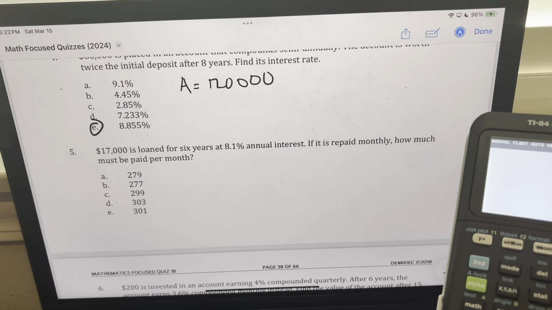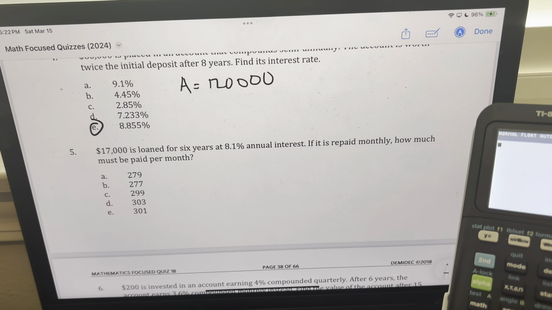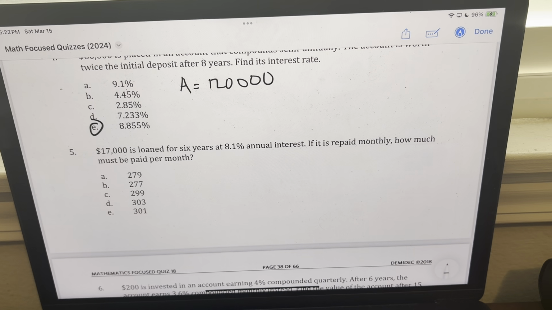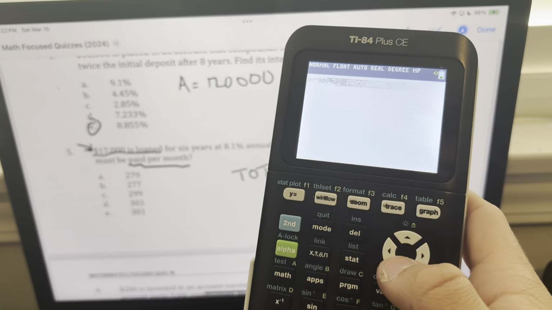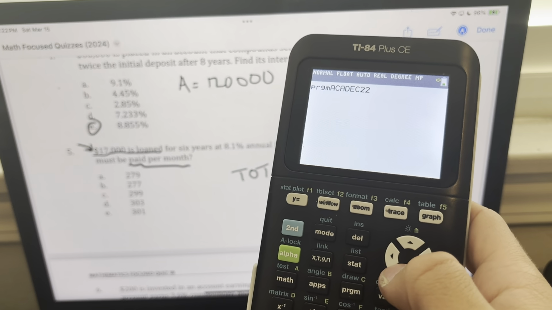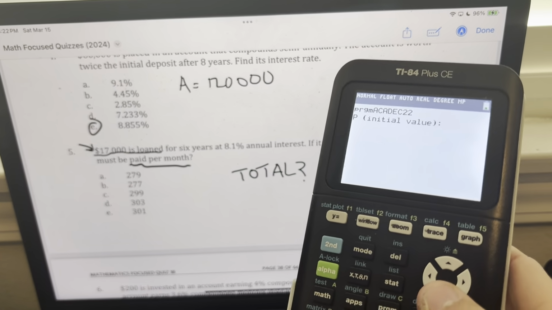Next question. $17,000 is loaned for 6 years at an 8.1 annual % interest rate. If it is repaid monthly, how much must be paid per month? Okay, so this is hard because paid per month, this is annuity, but $17,000 is loaned, a single initial amount, that's compounded. So we have to do both. So in order to figure out how much total must be paid, we go to program, AcaDec 22, and then interest, compound interest.